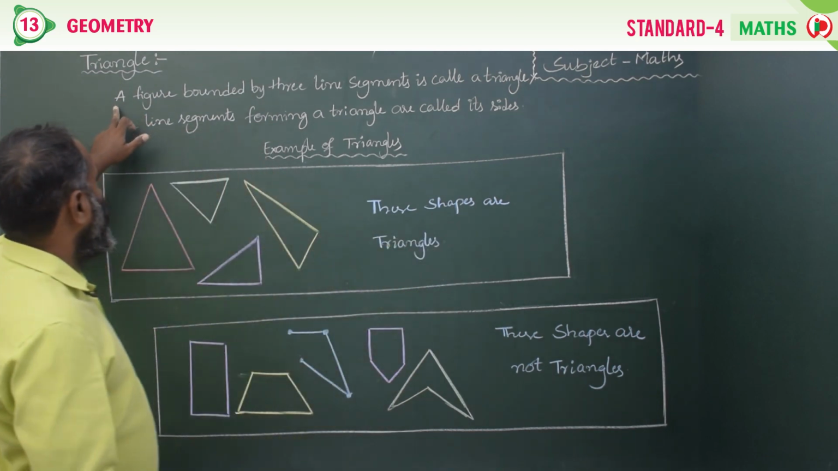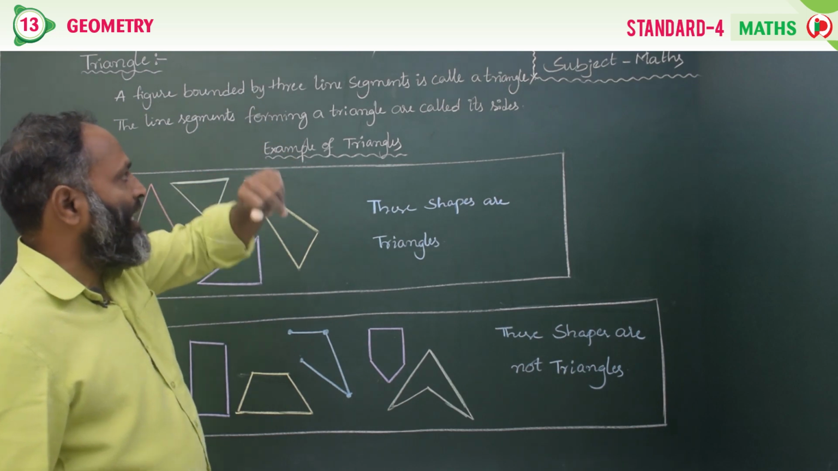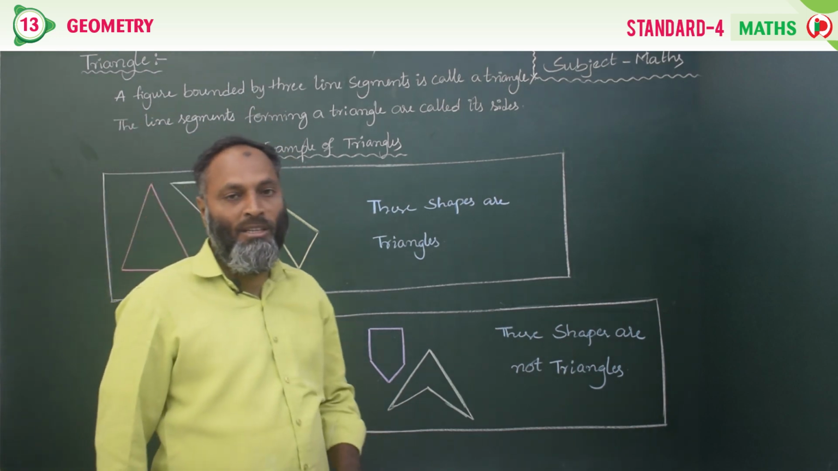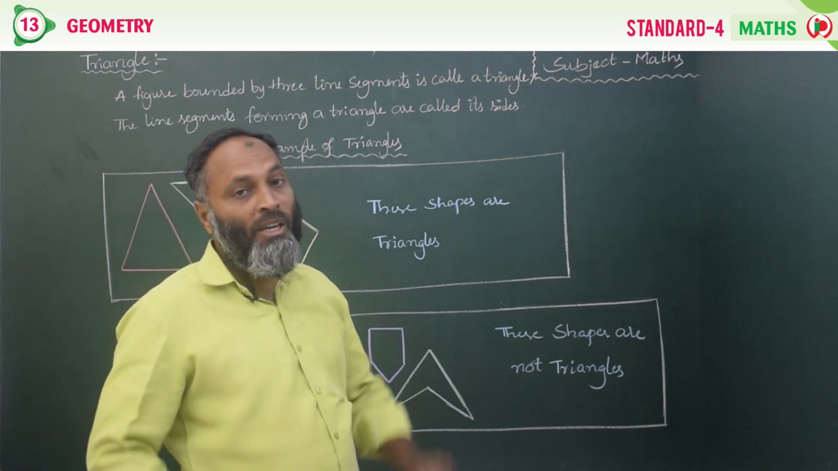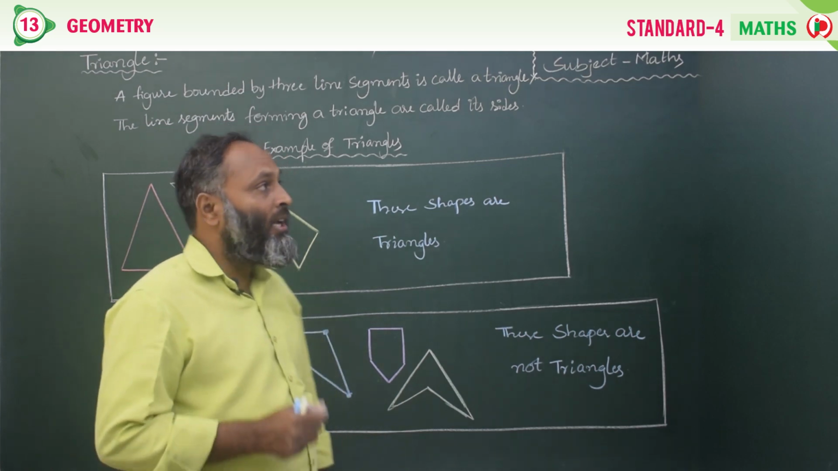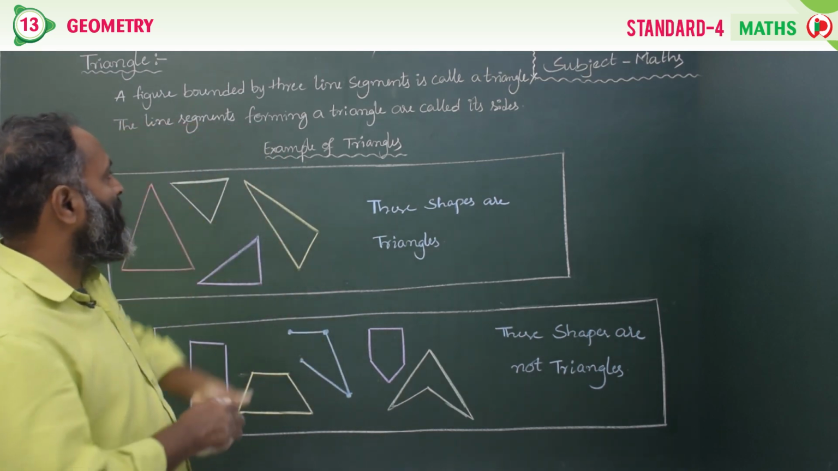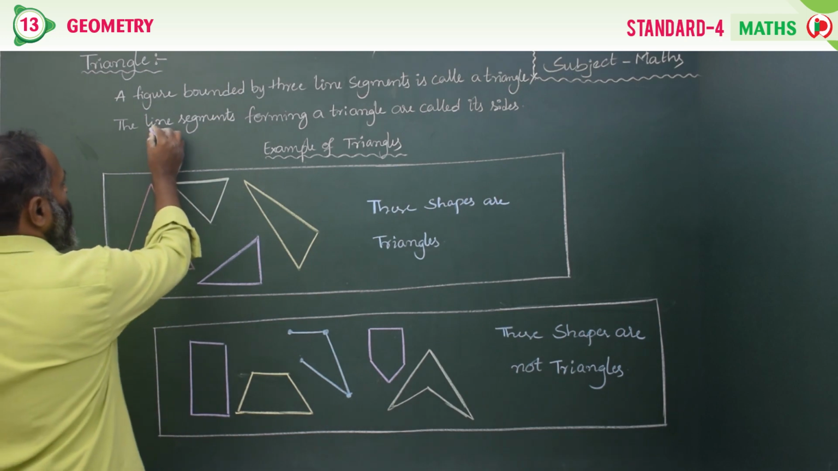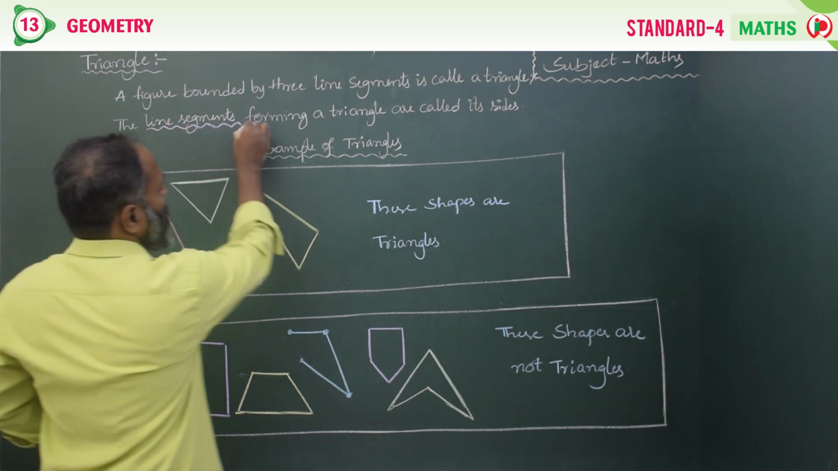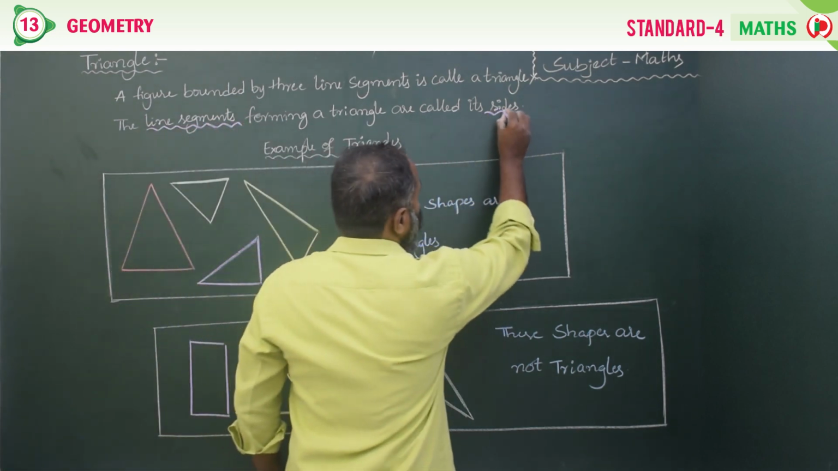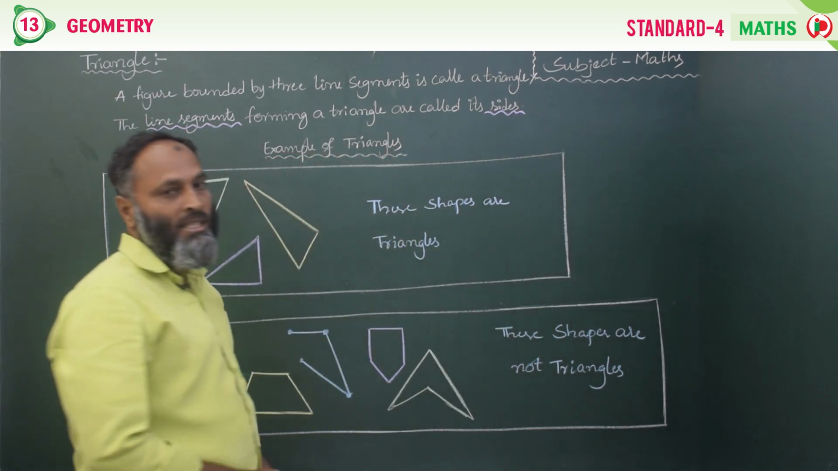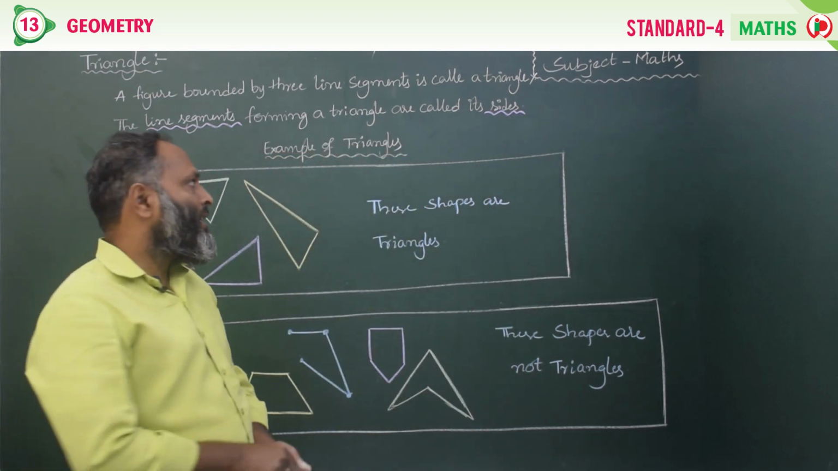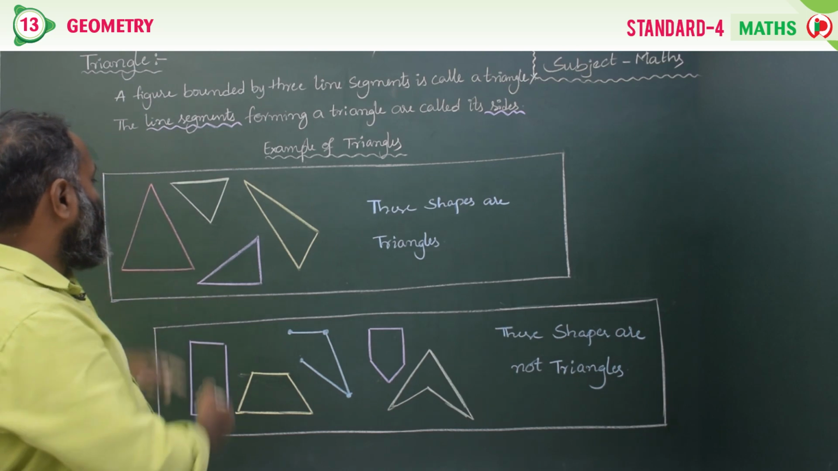So what is a triangle? A figure bounded by 3 line segments is called a triangle. What are the 3 line segments called? The 3 line segments are called sides. Now, examples of triangles are given.